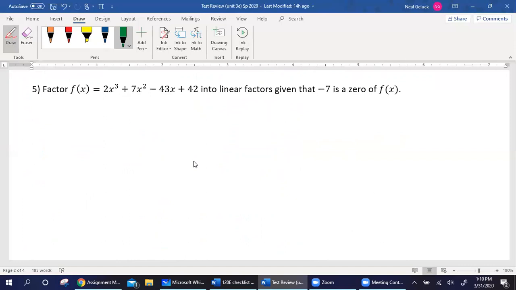On number 5, this time it wants us to write this in linear factors, given that -7 is a 0. Okay, so again, if it's telling me the 0, I don't have to switch the sign, but I can synthetically divide. It's saying that dividing by -7 should get me a remainder of 0. I check my powers. They are decreasing by 1. 3, 2, 1, none. So I don't have to insert any placeholder zeros.